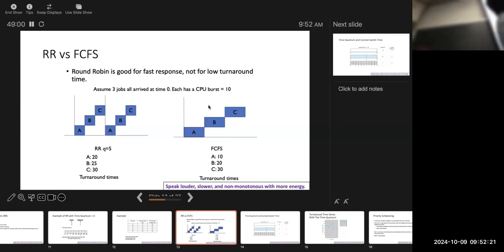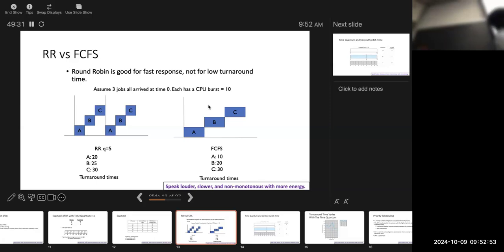So now, according to round robin, how will you schedule them? A, B, C. You have a time quantum of 5 time units, okay? And then A, B, and C, right? So here, what is the turnaround time? The turnaround time for A is, it arrived at 0 and it completed at 20, right? B arrived at 0 and completed at 25 here, and so on.